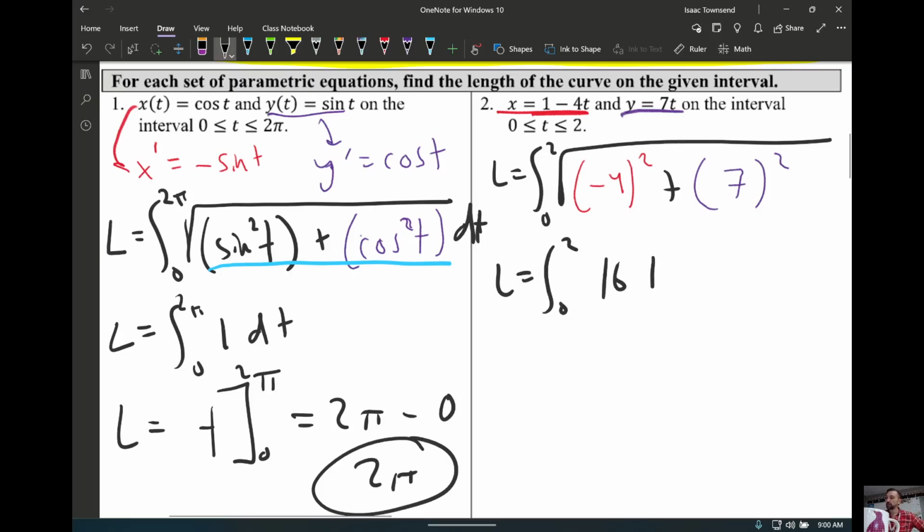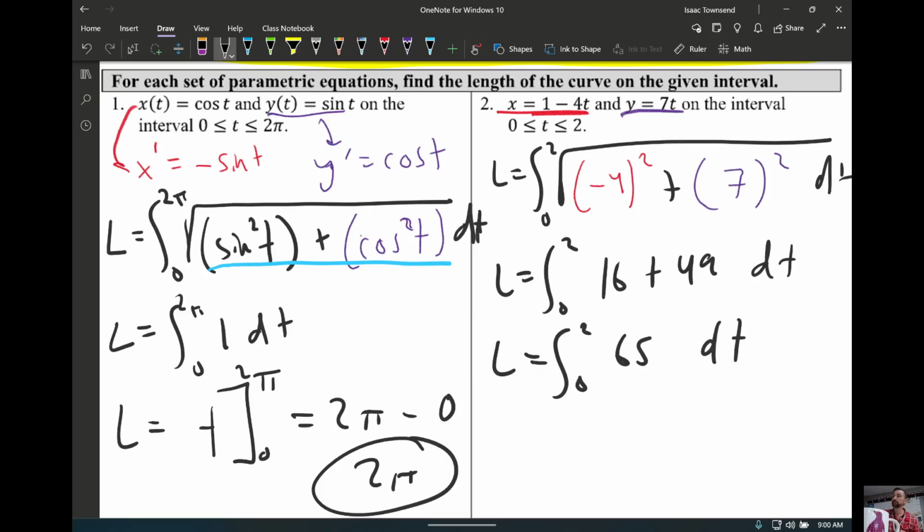16 plus 49 is 65. Okay, what did I lose? All right, it's supposed to be square root still.